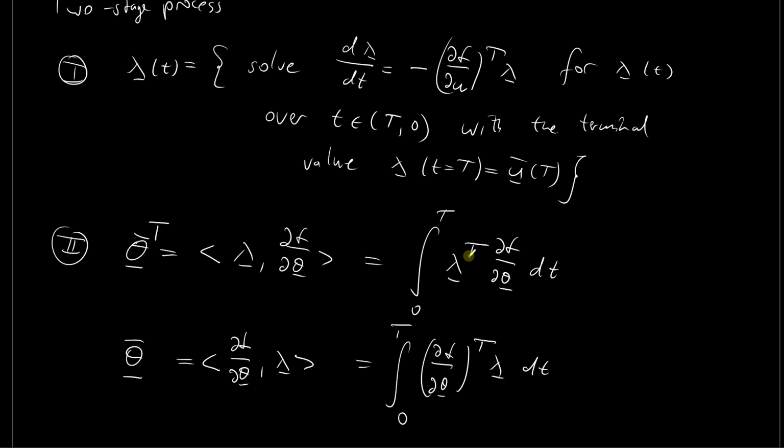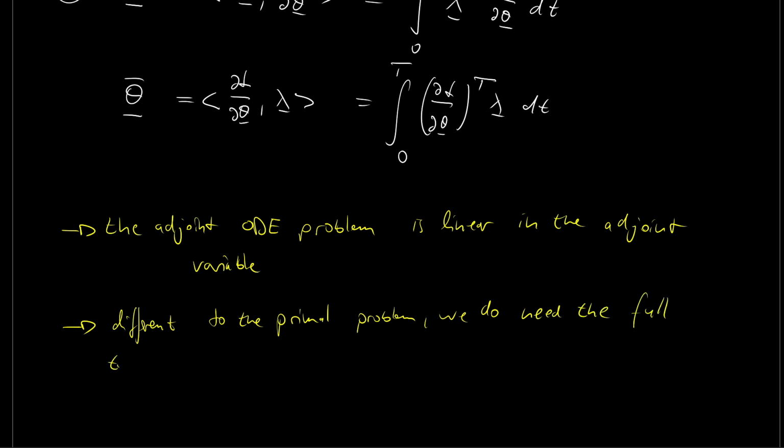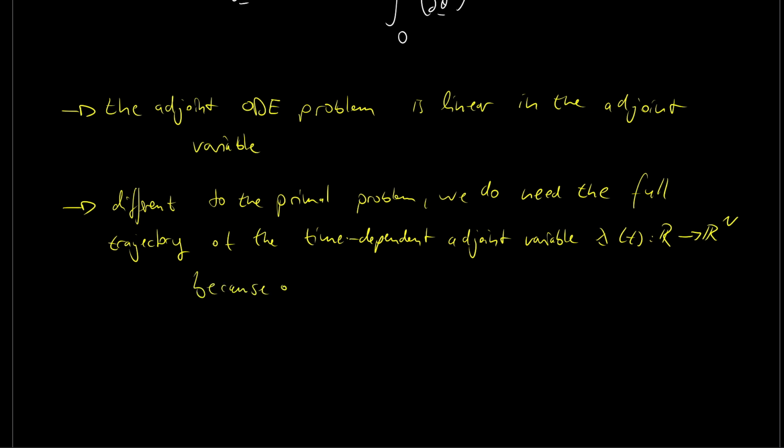So let me write this down, because I think this is a really interesting observation, and I also want to explain it in a second. So different to the primal problem, we do need the full trajectory of the time-dependent adjoint variable. So this was lambda of t. It is a function that maps from the real numbers, so from a time value, to the n-dimensional vector space. So it has the same output shape as the primal u, because of stage 2, which was the inner product with df by d theta.